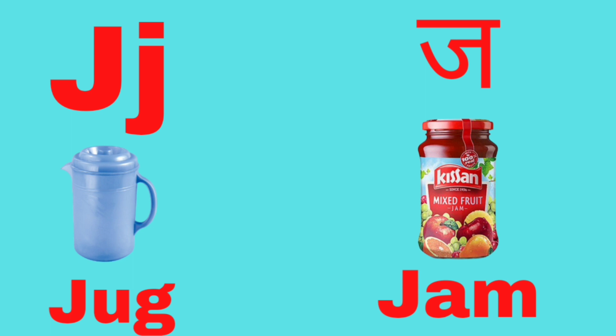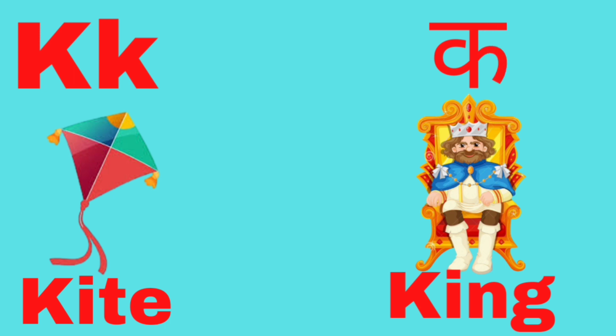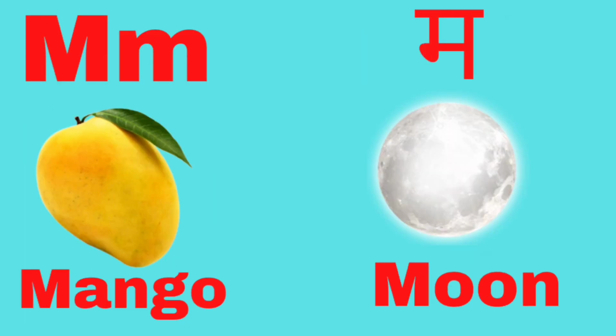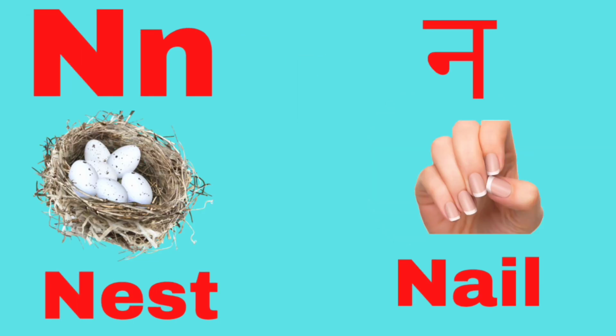J for jog, J for jump, j. K for kite, K for king, k. L for lion, L for lamb, l. M for mango, M for moon, m. N for nest, N for nail, n.